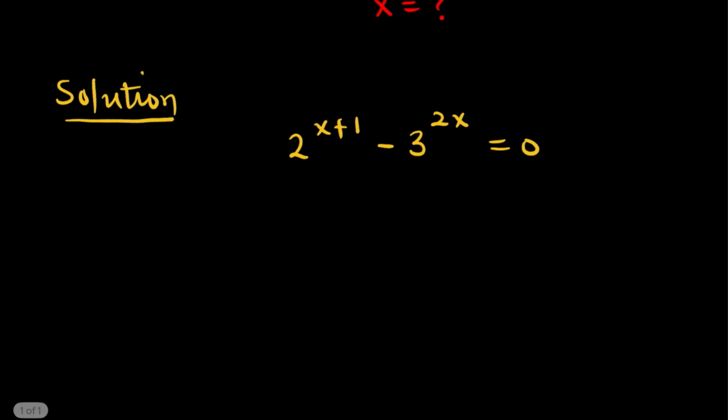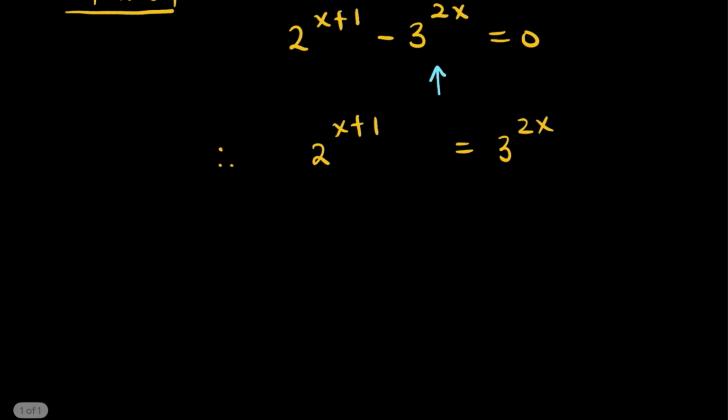To begin, let us move 3 raised to power 2x to the right-hand side. This will then give us 2 raised to power x plus 1 is equal to 3 raised to power 2x. This expression here is of the form a raised to power m plus n. And by law of indices, this will give us a raised to power m times a raised to power n.